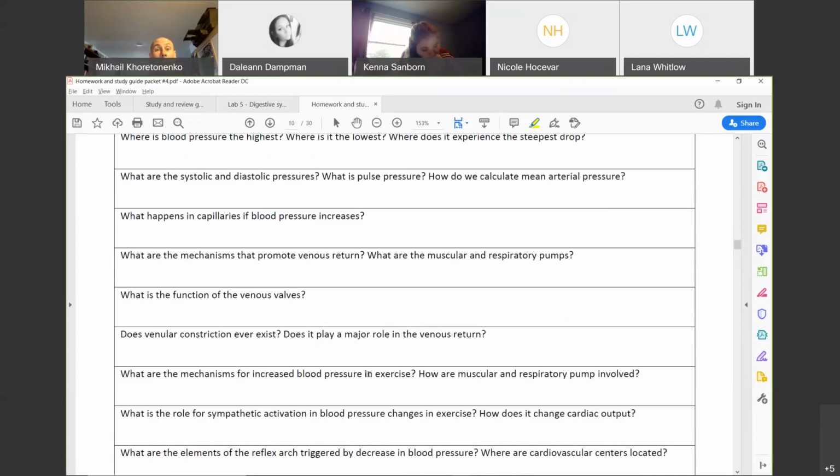Increased blood pressure in the exercise. You have sympathetic stimulation, which leads to vasoconstriction, also increased cardiac output, which increases the blood flow, therefore blood pressure goes up. Okay, so muscular and respiratory pumps essentially increase cardiac output, increasing blood flow.